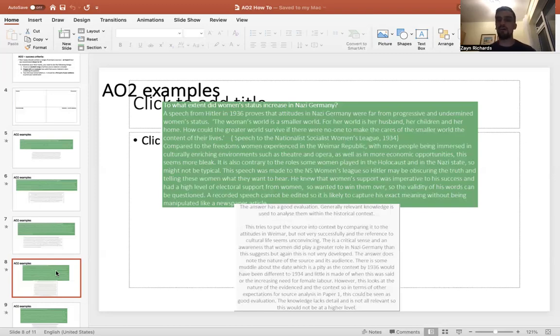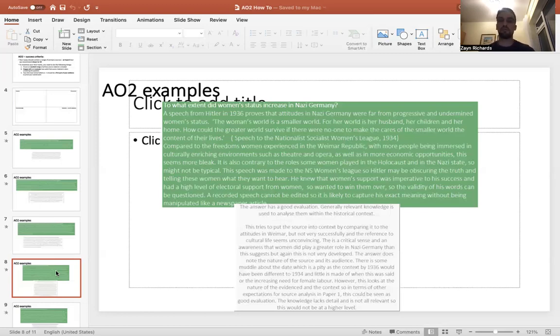Okay, so 1934, early on in Nazi rule. What's the context behind that? They need to go further with that. And furthermore, there's a vague comment. So he knew that women's support was imperative to success. Are there any statistics to back that up? Okay. Is there anything that he could mention?